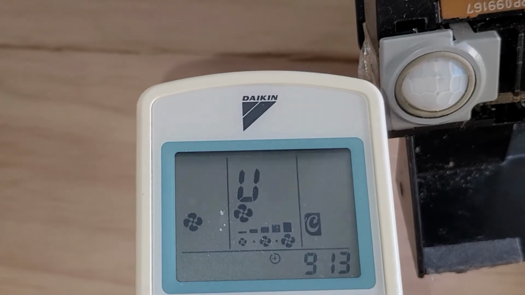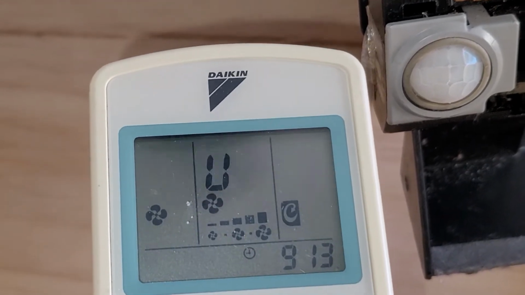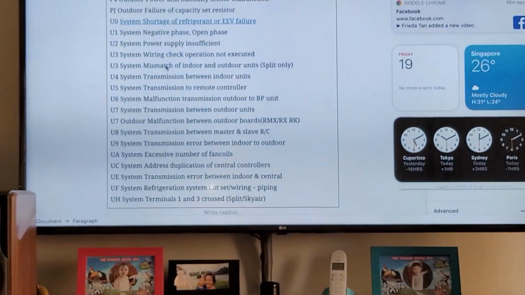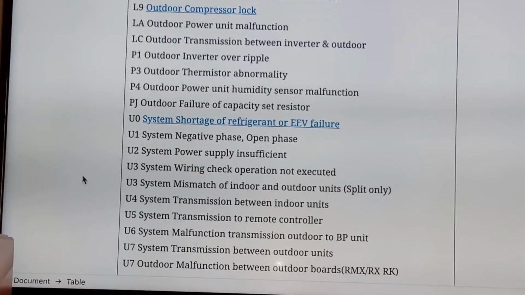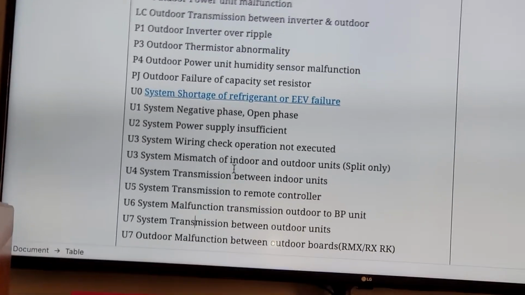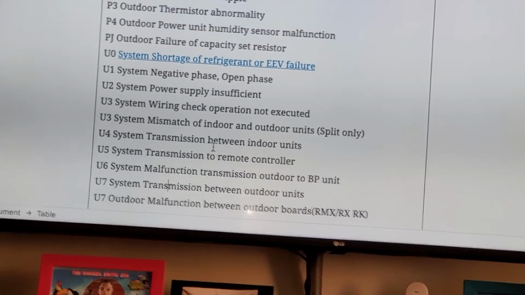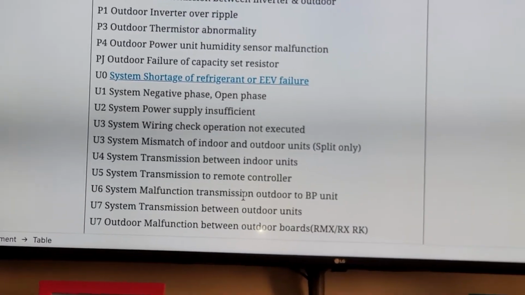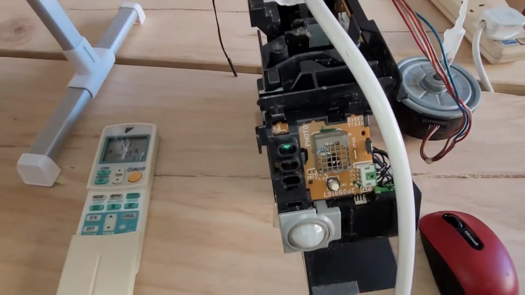Once it hits the correct combination, it will return with a long beep. You see U4? U4 is the malfunction code. So over here, U4, what does it mean? It means system transmission between indoor unit, I think I will change the wordings here. What it really means is system transmission error between indoor unit and outdoor unit. This is what I've retrieved from the original Daikin site, but it doesn't really reflect what's exactly the problem. So this is how you retrieve a malfunction code.